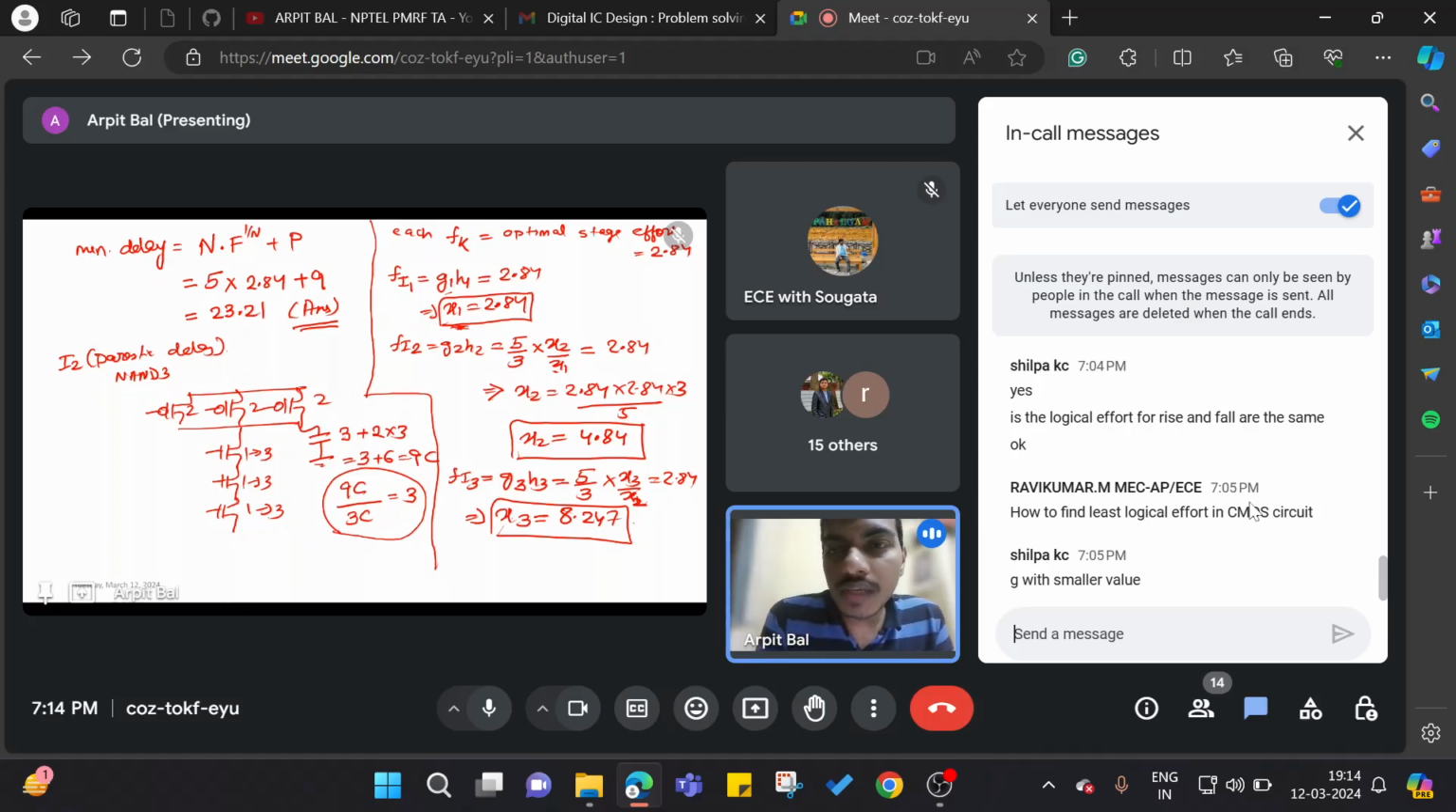After finding the minimum delay, we also know the optimal stage effort. To figure out the variables x1, x2, x3 and x4, we know that each stage effort should be equal to the optimal stage effort for minimum delay. So we equate f1 with g1 h1 equals 2.84, and we obtain x1 equal to 2.84. Similarly, we do the same thing with f2, f3, f4.